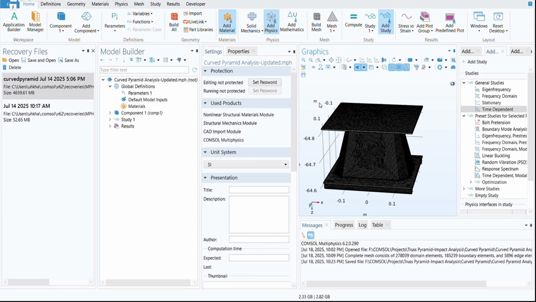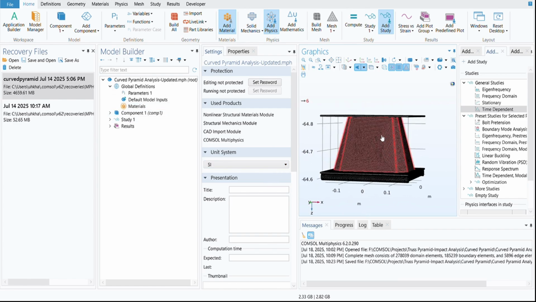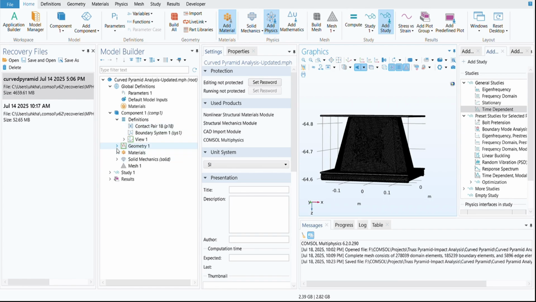So today's topic of our simulation is the impact analysis on a truss-based structure, that is a pyramid in our case, and I will show you the step-by-step procedure of how to perform the simulation. So we have selected a 3D model which we have imported from another CAD software, and we have selected our physics as solid mechanics physics and the study as a time dependent study.